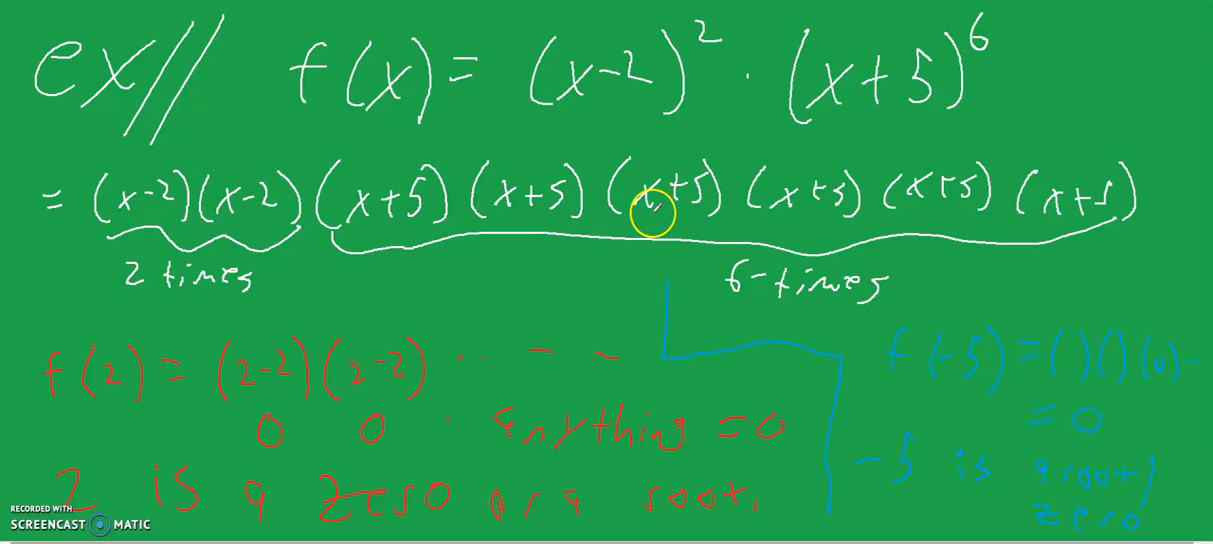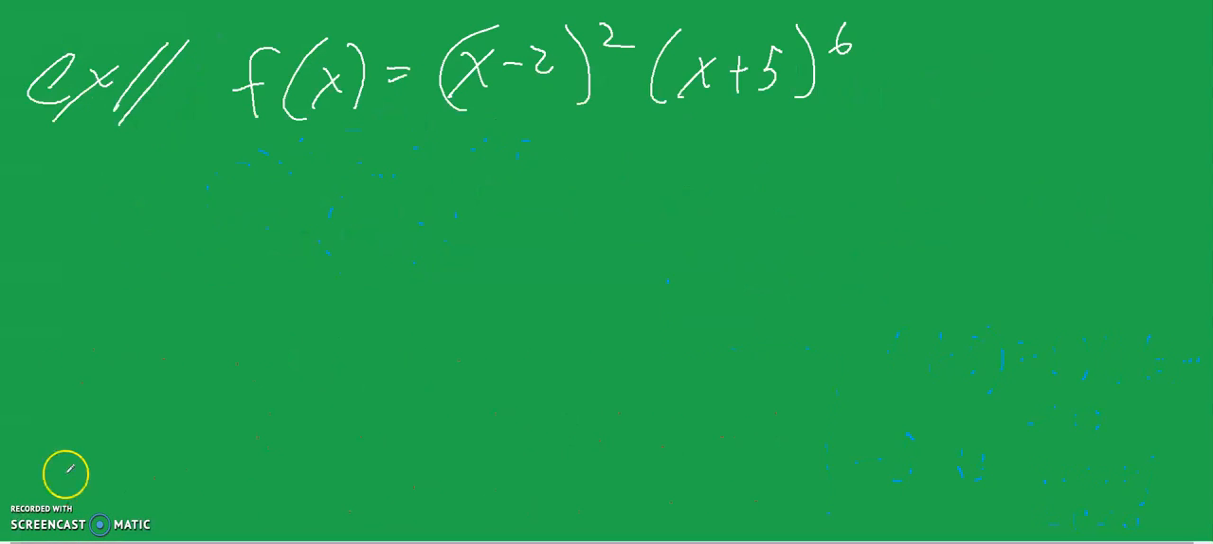For any of these factors, all of these pieces are called factors. This is a factor, and this is a factor. So both of these guys are factors. So is there an easier way to identify the zeros without just eyeballing it? There is. So let's go to the next slide and talk about that.